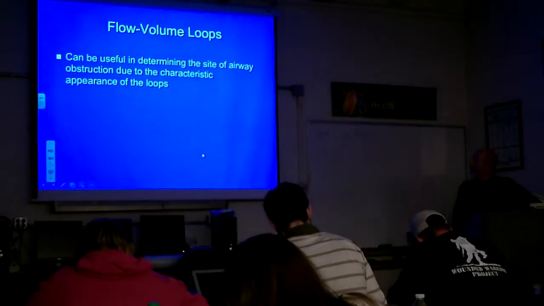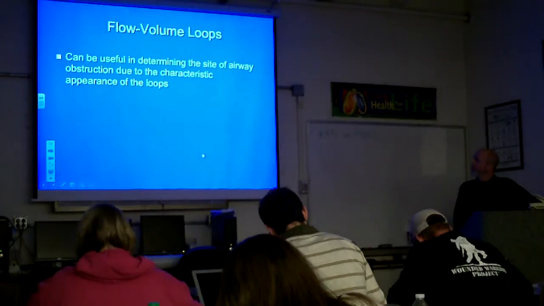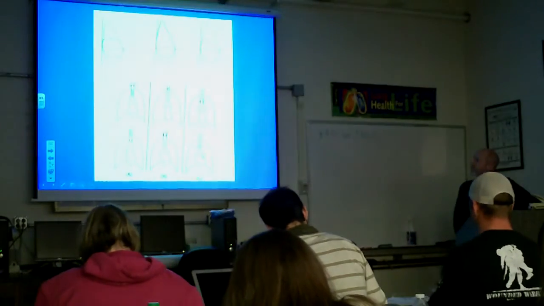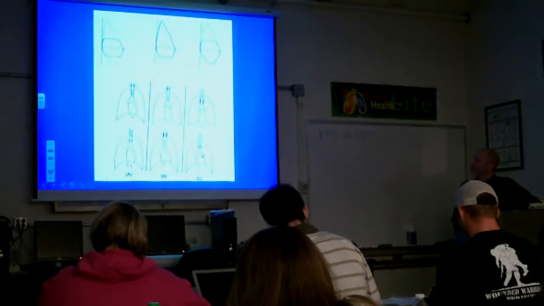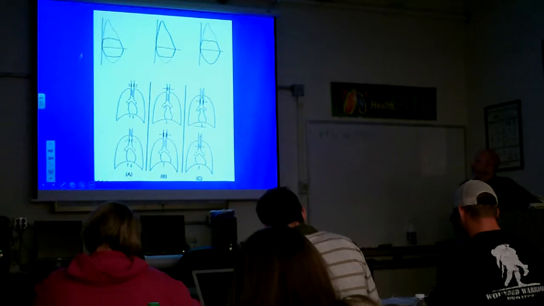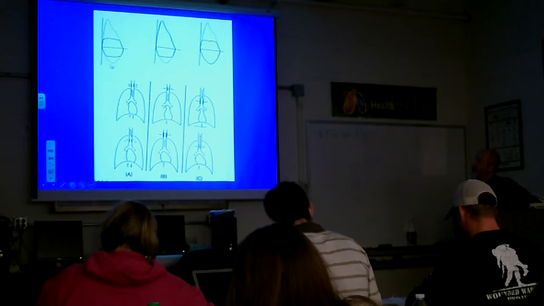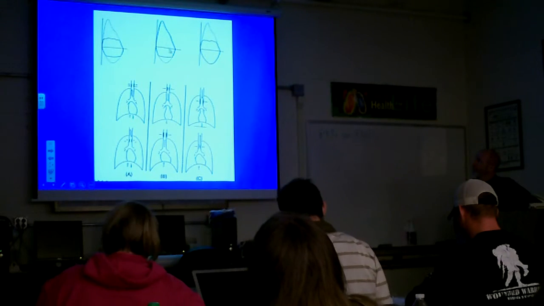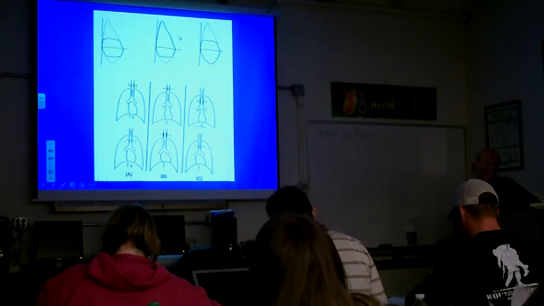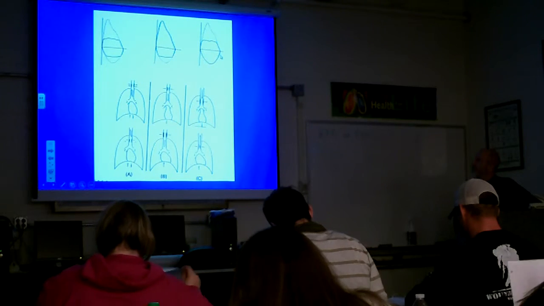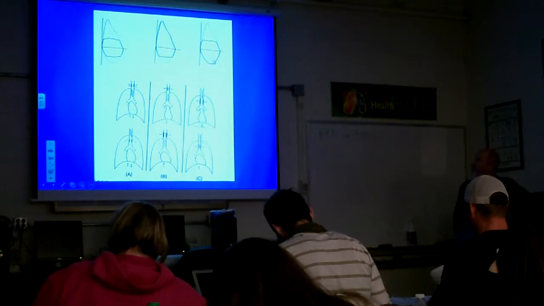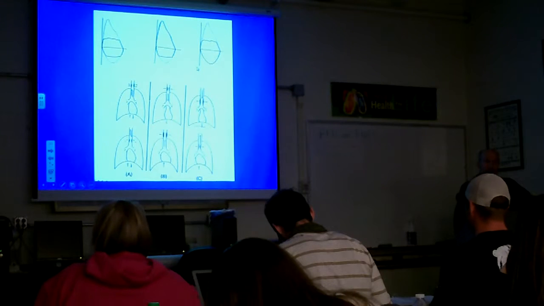So, now we're going to look at the loops. The thing to note about the loops here, just to give you orientation, these dotted lines represent what would be considered normal. Right? The dotted lines are normal, and sometimes what happens is if what the patient actually did overlaps with the dotted line, you won't see the dotted line.